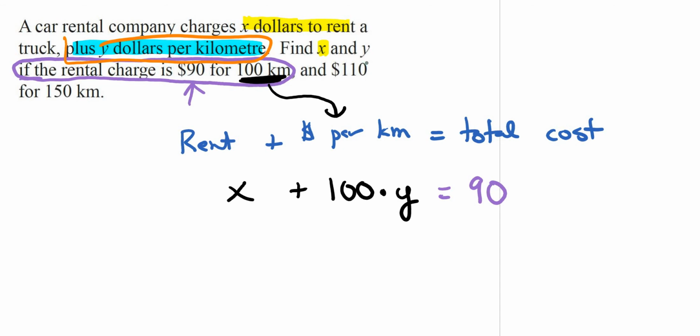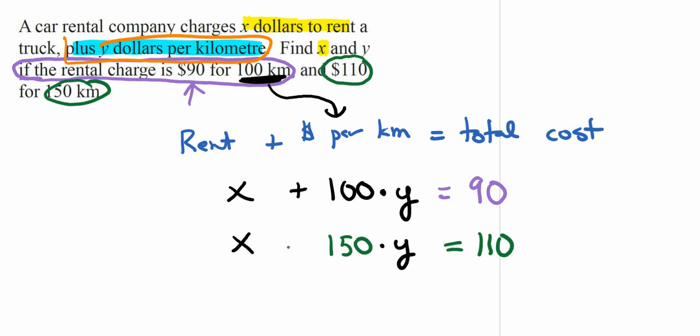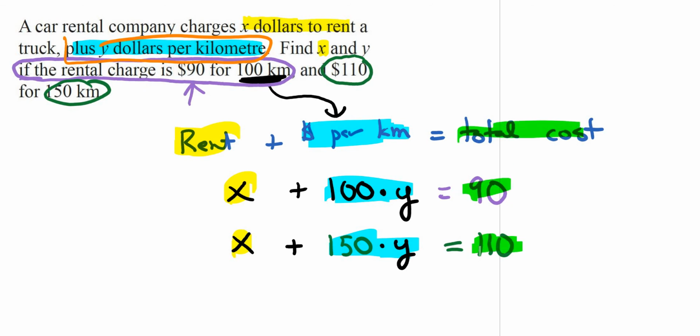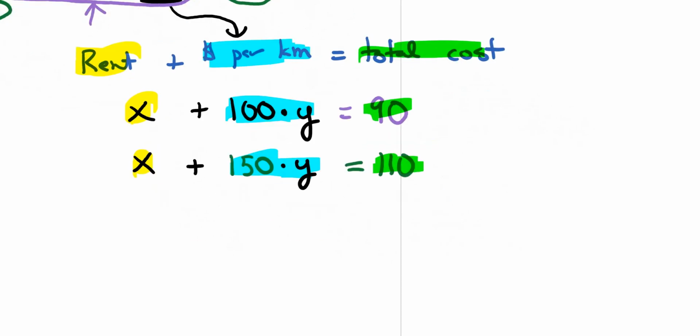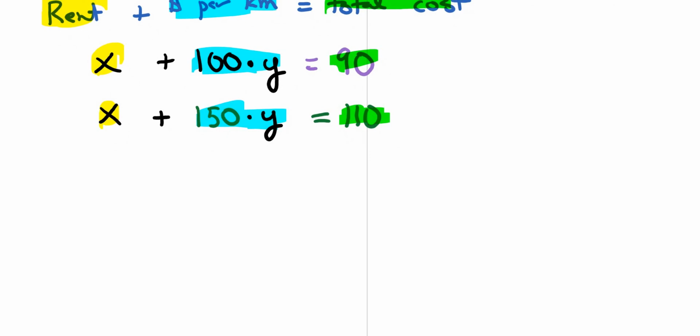Once you do that, the second equation is a bit easier to set up. So it costs $110, and you drive 150 kilometers, so that'll be 150 times Y. And then the cost to rent is going to be on the far left-hand side. Okay, so there you go. Your rent is going to be your X. Your dollar per kilometer is this, and finally your total cost is this here on the far right-hand side. And there you go, you just set up this system of equations.